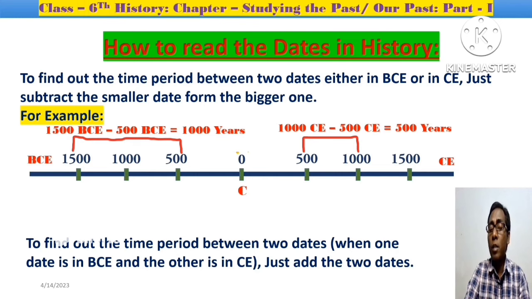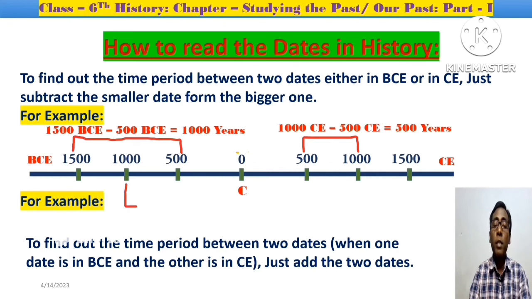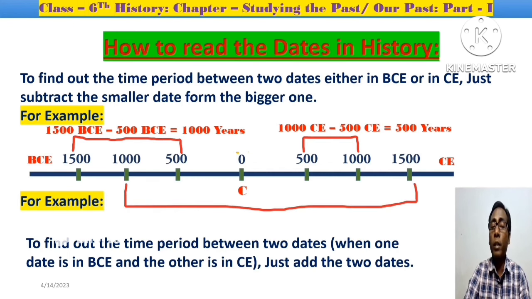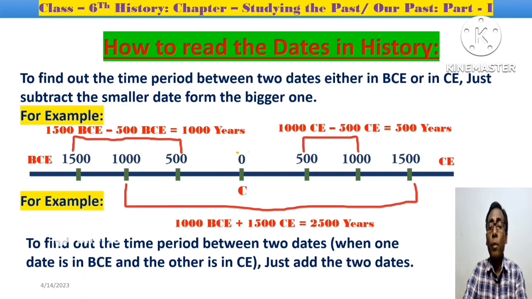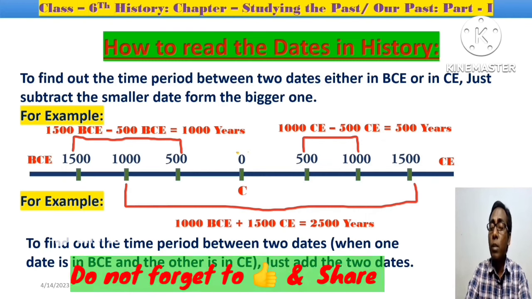Now, to find out the time period between two dates when one is in BCE and the other one is in CE, just add the two dates. For example, let's suppose you have opened a factory in 1000 BCE and ran till 1500 CE. So to find out the total working years, just add both the dates, because the factory ran for 1000 years in the past, that is in BCE, as well as it ran for another 1500 years in CE. So to find out the total years, just add both the dates, 1000 BCE and 1500 CE. So how many years do we get? 2500 years.